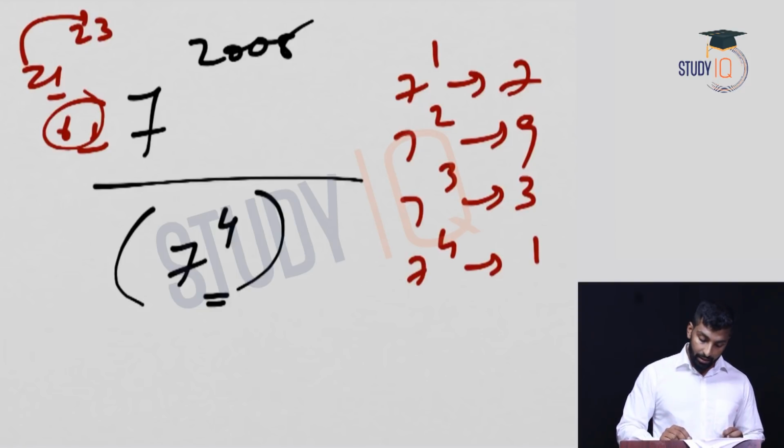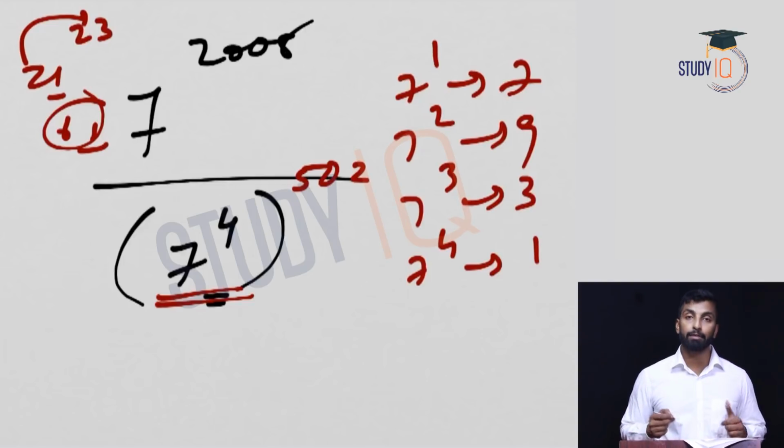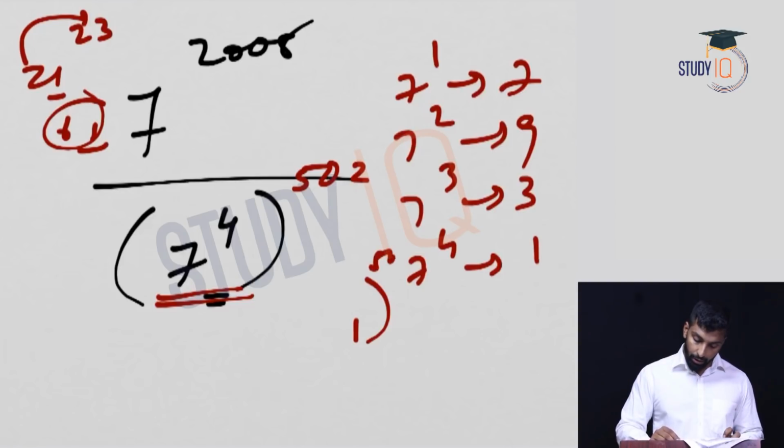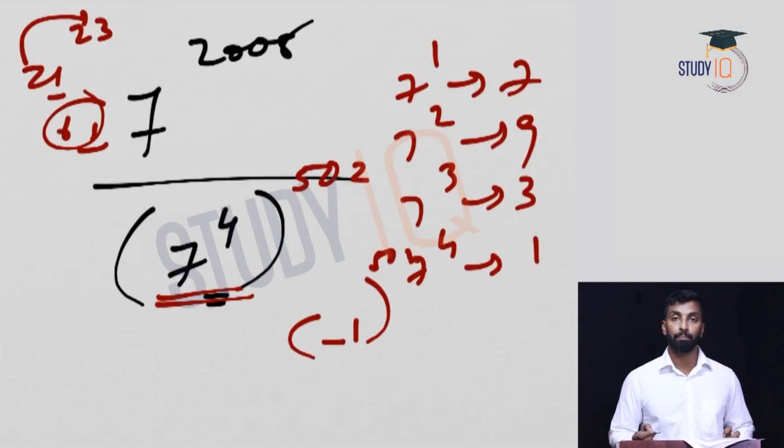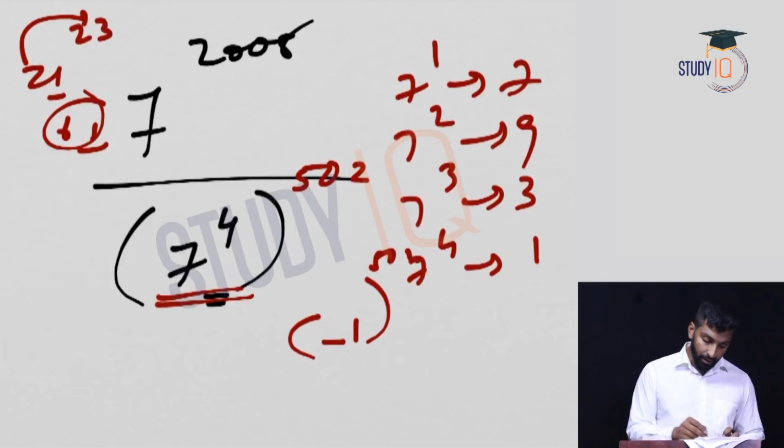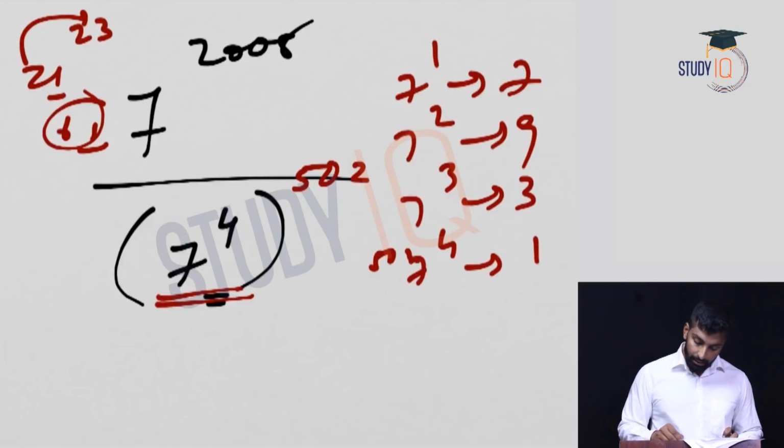I'll write it as 7 raised to 4 raised to 502. So I am sure that this number, 7 raised to 4 in the bracket, is going to end in 1. But I need to know the previous digit also, right? I am sure that this number is ending in 1, raised to 502, but I need to know the previous digit. For that, I will try to find the last 2 digits of 7 raised to 4, right?